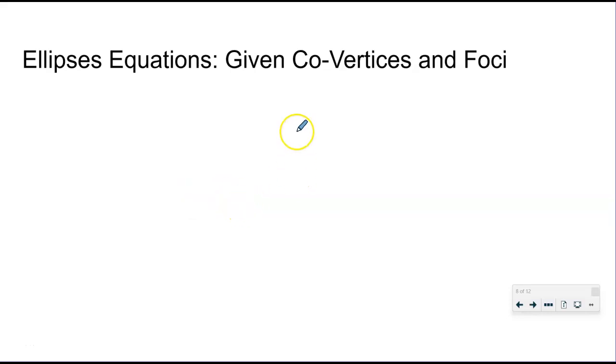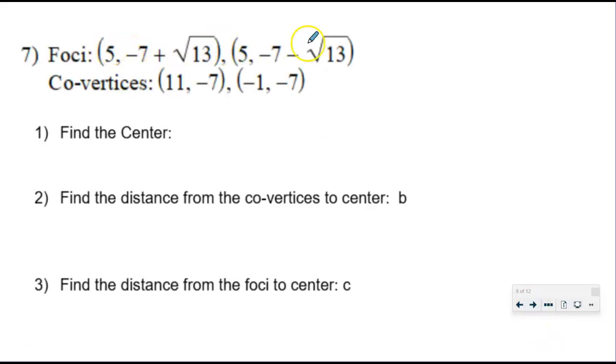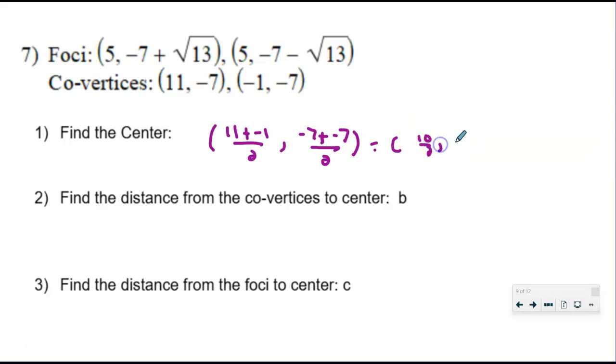Alright, so this next one, guys, we're looking at the equation of an ellipse given the co-vertices and the foci. So in this case, we do have the foci, we have the co-vertices. We do want to find that center first, which if you guys remember, we're just taking the x values of the co-vertices, in this case, dividing it by 2, and then do the same thing with the y's. Some of you guys could cite it, or you can see what the center is. So we got 10 over 2, and then we got negative 14 over 2. So in this case, we know that C, or the center, is going to be 5, negative 7.